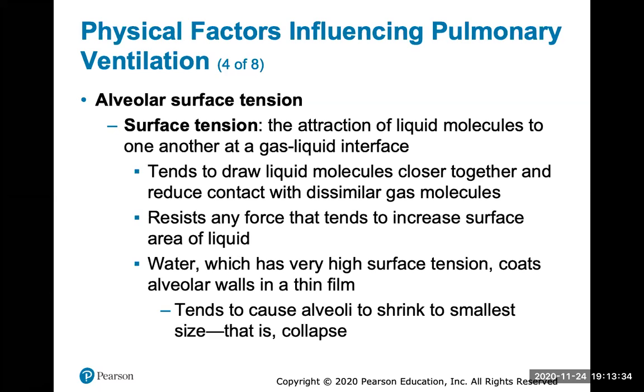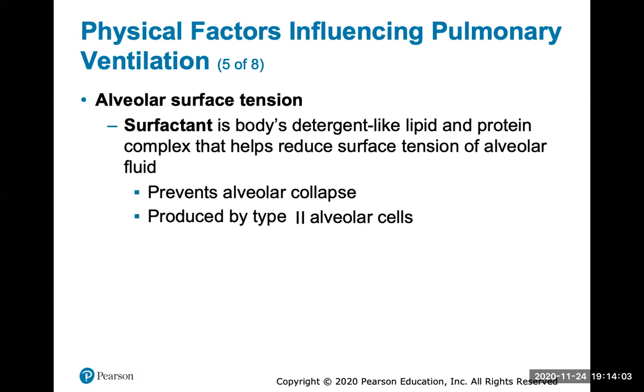Alveolar surface tension has to do with the attraction of liquid molecules to one another at a gas-liquid interface. It tends to draw liquid molecules closer together and reduce the contact with dissimilar gas molecules. It will resist any force that tends to increase the surface area of the liquid, and water, which has a very high surface tension, coats the alveolar walls in a thin film, and this will tend to cause your alveoli to shrink to the smallest size, that is, to collapse.